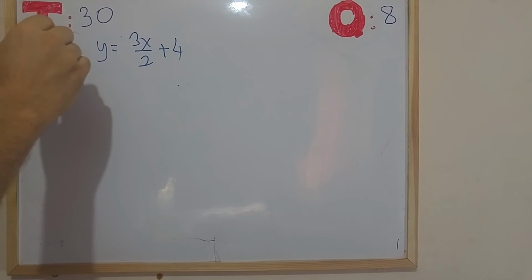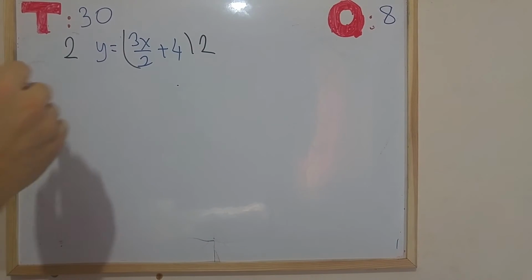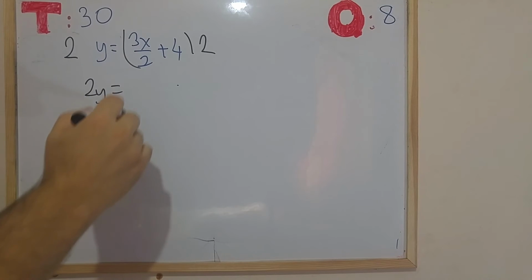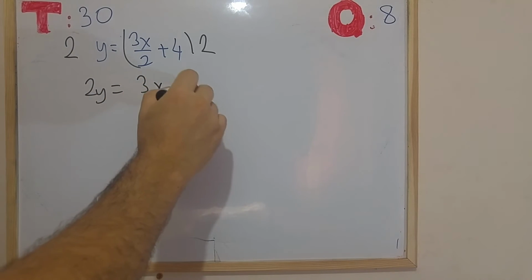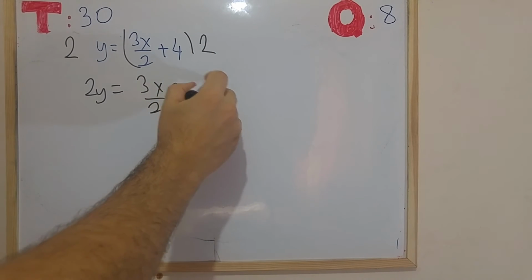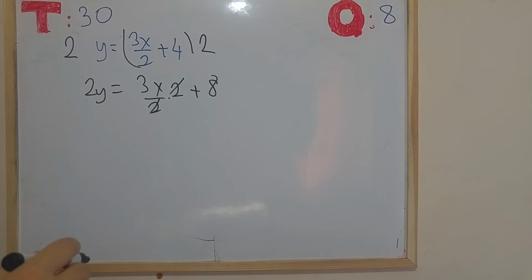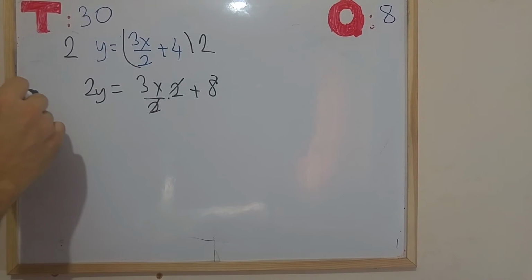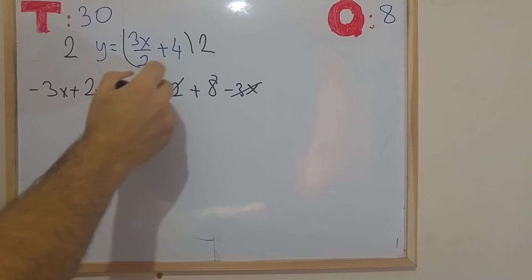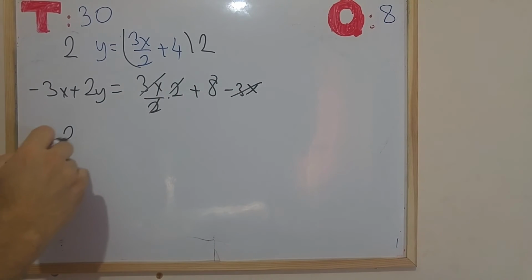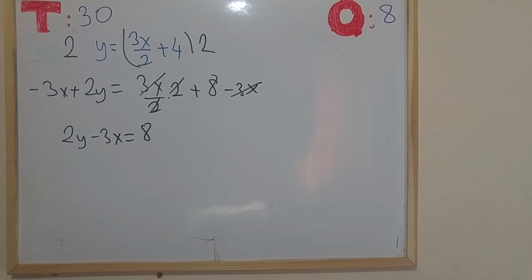Multiply each side by 2. Then what we're going to have is 2y is equal to 3x over 2 times 2 plus 4 times 2 is equal to 8. So these 2's are gone now. And now let's subtract 3x from each side. So these 3x's are gone. So what I have here is 2y minus 3x is equal to 8.